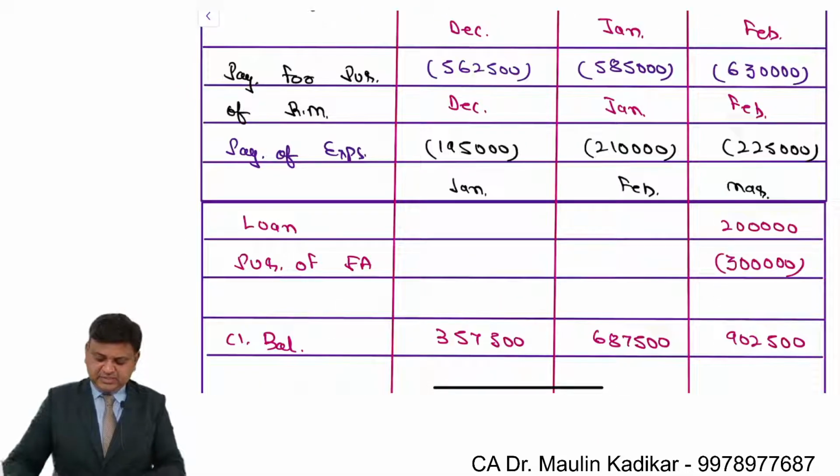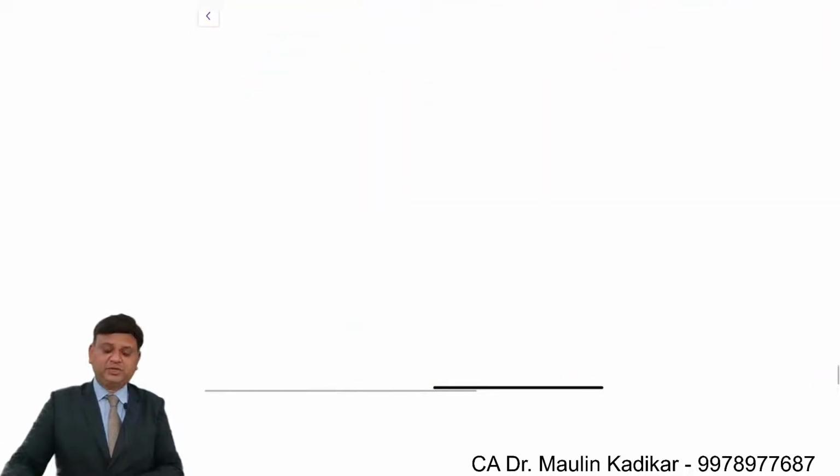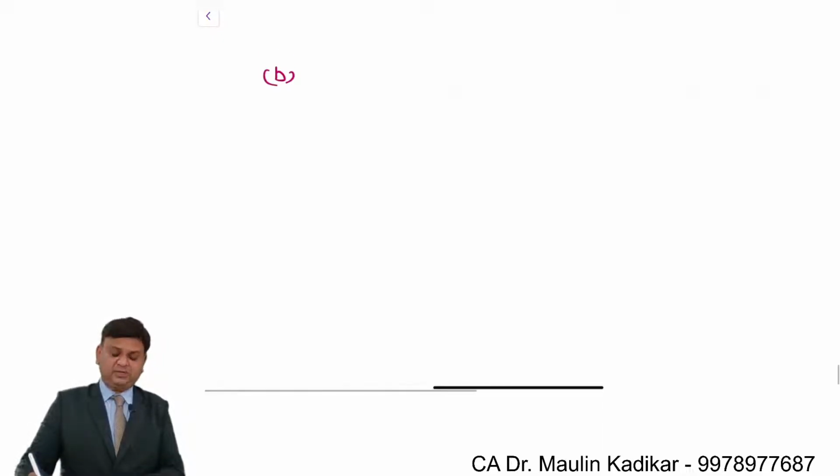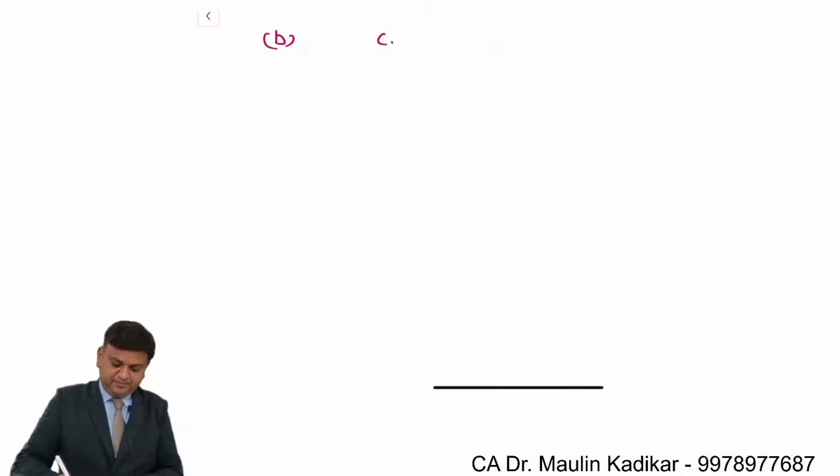So B part of the question says that you are required to make the computation of the current ratio. Let us understand how to make the calculation of the current ratio. Basically, current ratio is measuring the liquidity position of the company. So current ratio will be calculated as current assets upon current liabilities. That is the formula that we have.